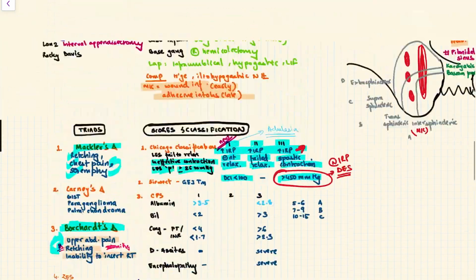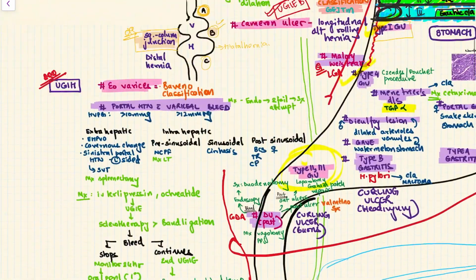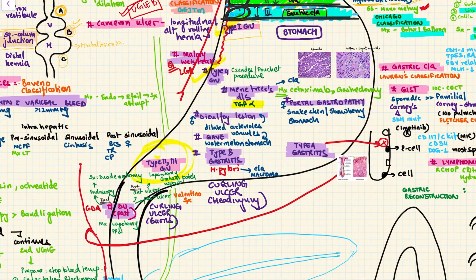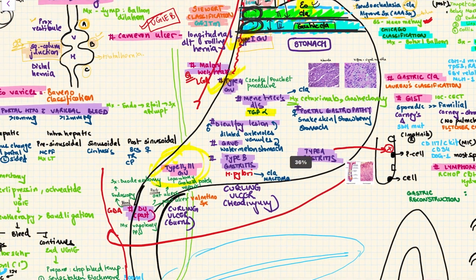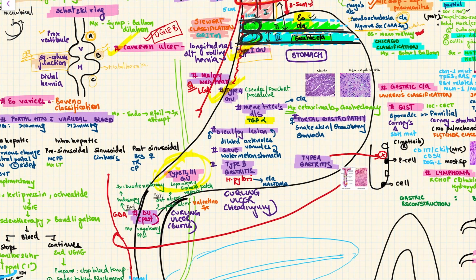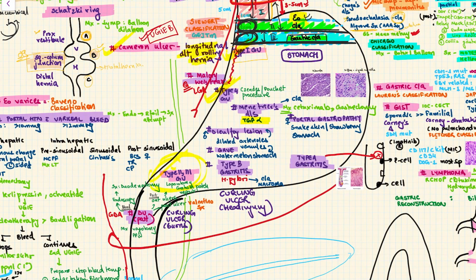All right, let us now look at gastric ulcers, right? So according to Johnson's classification, type 1 was along the incisura, type 4 is along the lesser curvature in the body, then type 2 and 3 is in the prepyloric region, right? And type 4 we have done, type 5 will be diffuse. So this is one cause of gastric ulcer, right? Then what are Cameron ulcers, right? They are longitudinal ulcers which are formed due to rolling hernia.